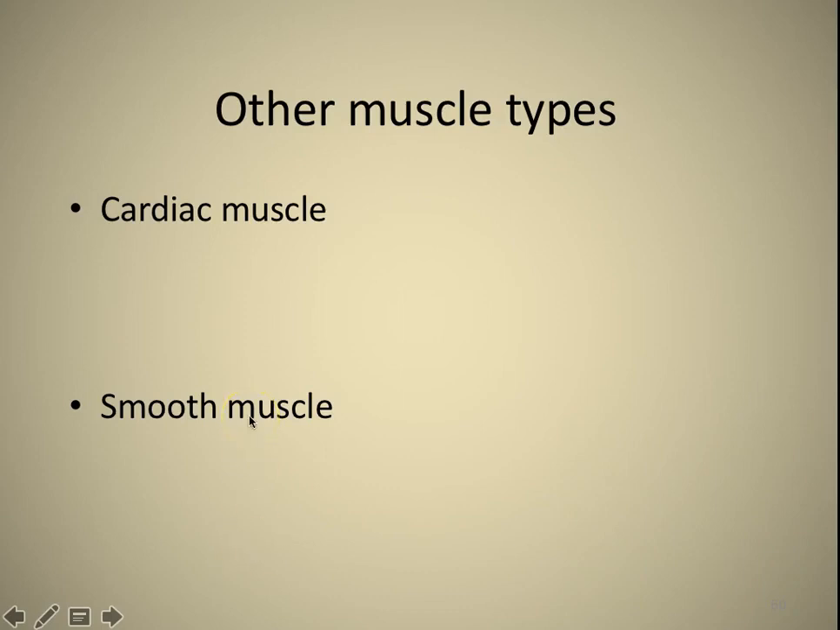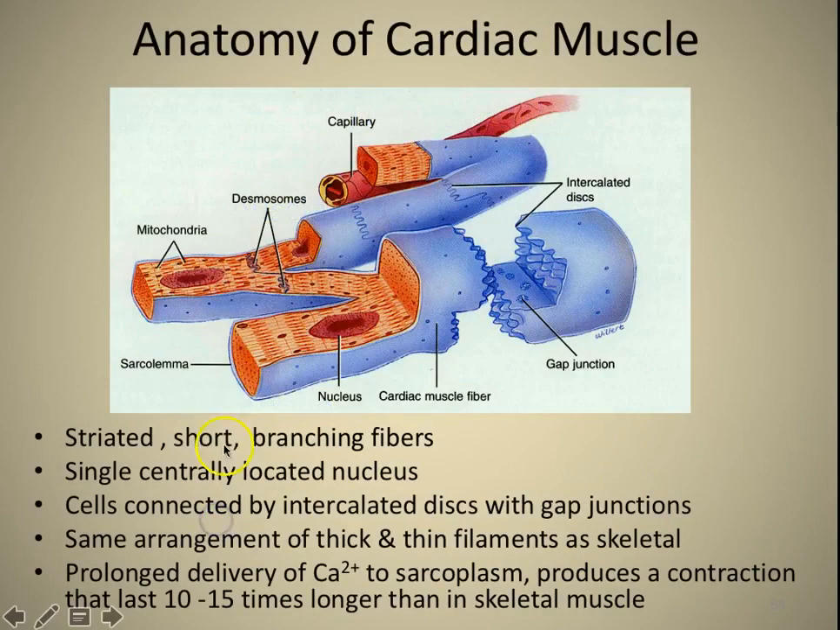All right, so let's just go over the other two types of muscle. We have cardiac and smooth muscle. And you'll get more into this in 202. So just again, really briefly, cardiac muscle is striated. These are short muscle fibers. You can kind of see they're branched, so it kind of splits. They generally have a centrally located nucleus.